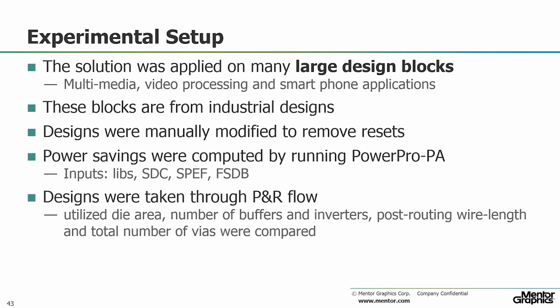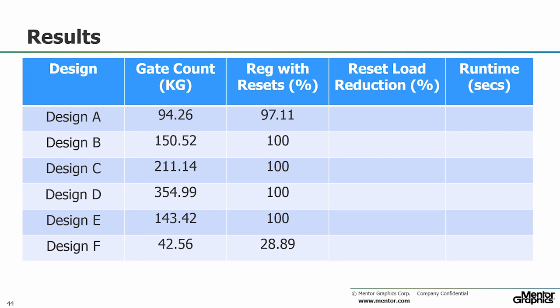Let's now look at the results. This table of results focuses on reset load reduction. Here we are showing the results on 6 designs named from A through F in column 1. Column 2 is the total gate count of the design.